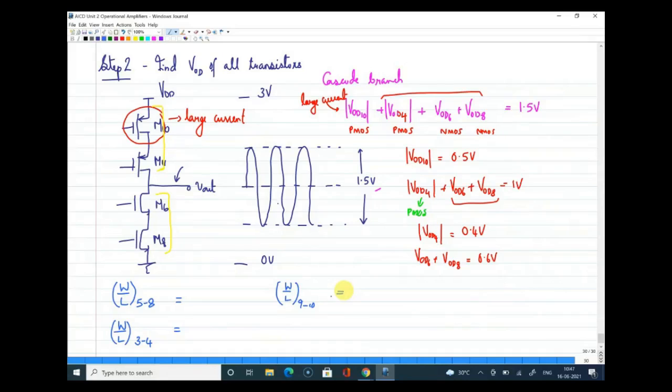VOD 5 to 8. Maybe a few can calculate the VOD 9 and 10. A few can do W by L of 3 and 4. Some can do W by L of 5 and 8. Current is known, VOD is known, mu p Cox is also available. So you can easily find these values.